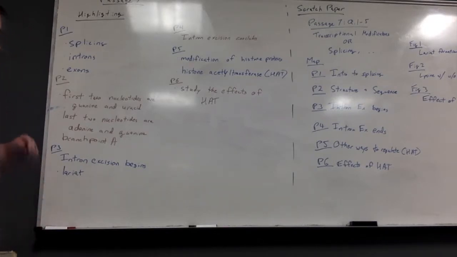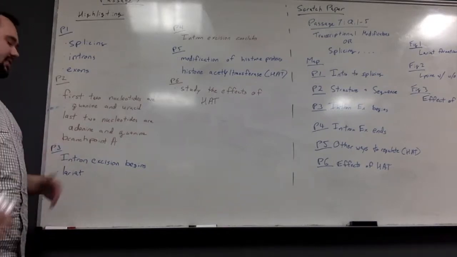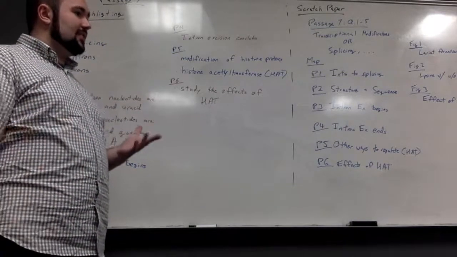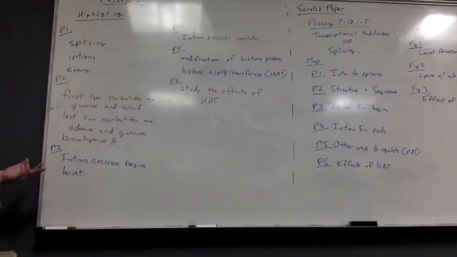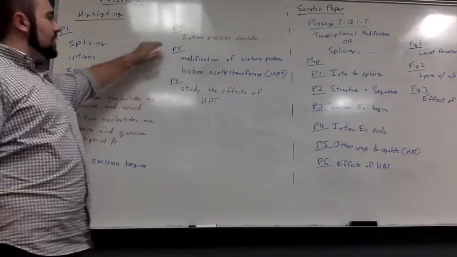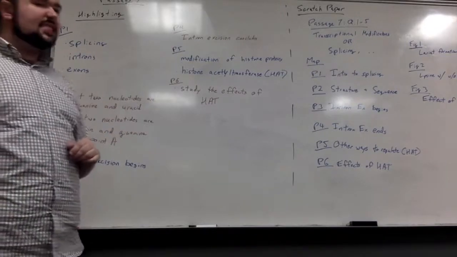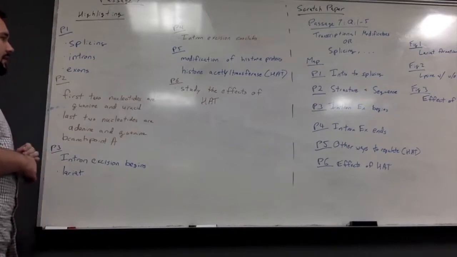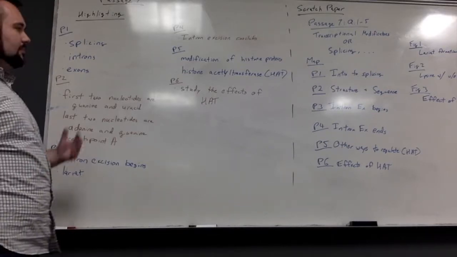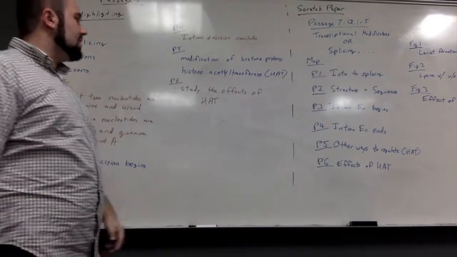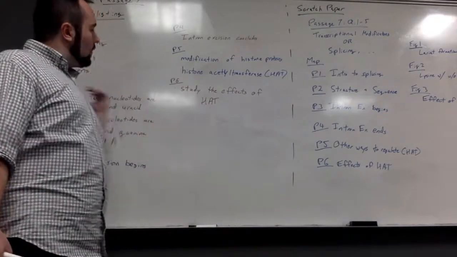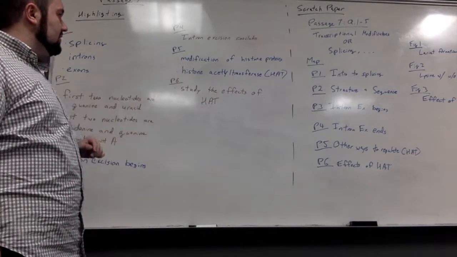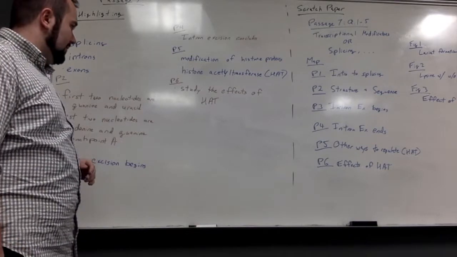In paragraph 3, we've highlighted intron excision begins, as that's the main idea of that paragraph. And I've also highlighted lariat, as that's an excellent example of a definition of another unfamiliar term. In paragraph 4, I've highlighted intron excision concludes, as that gives us an idea of the main idea of that particular paragraph. In paragraph 5, I've highlighted modification of histone proteins, as that's our main idea, and the histone acetyltransferase, HAT, which is also relevant to this main idea of modification of histone proteins. And this is also a good example of an unfamiliar term.